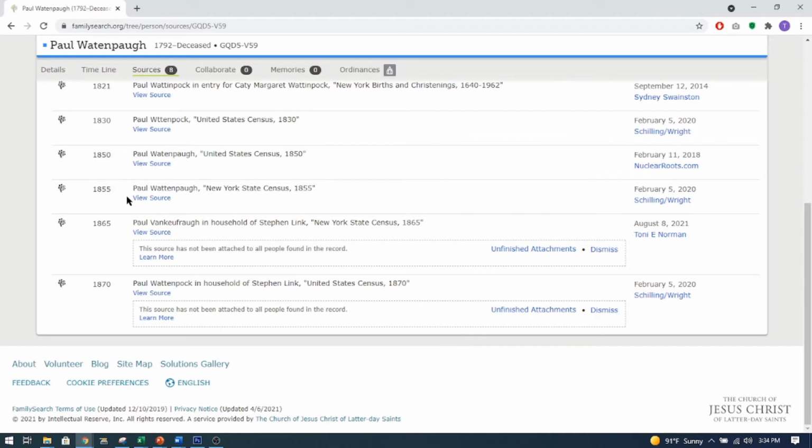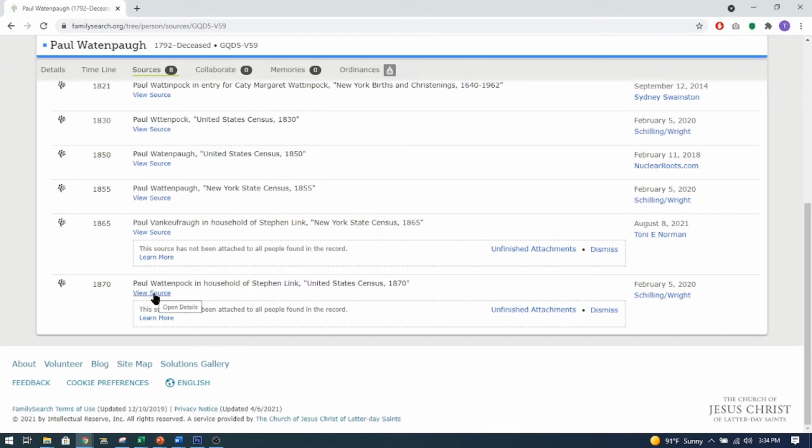So it appears that Margaret has died between 1855 and 1865. That's a 10-year gap. We don't know exactly when. The 1860 would certainly help us narrow it down, but I have not found that. So at least we know that she died in that 10-year period.